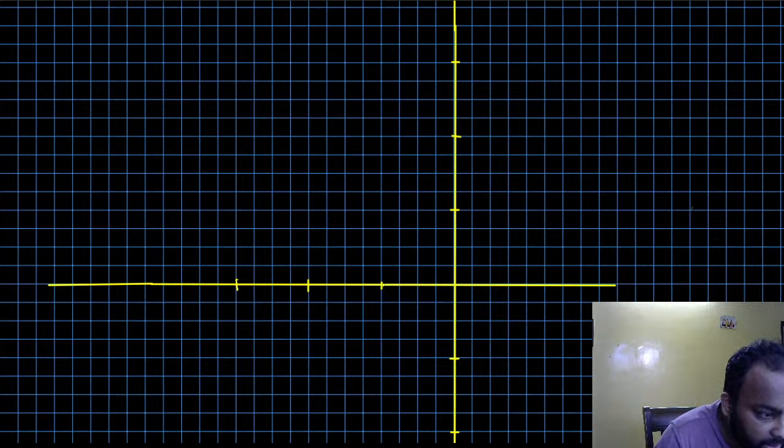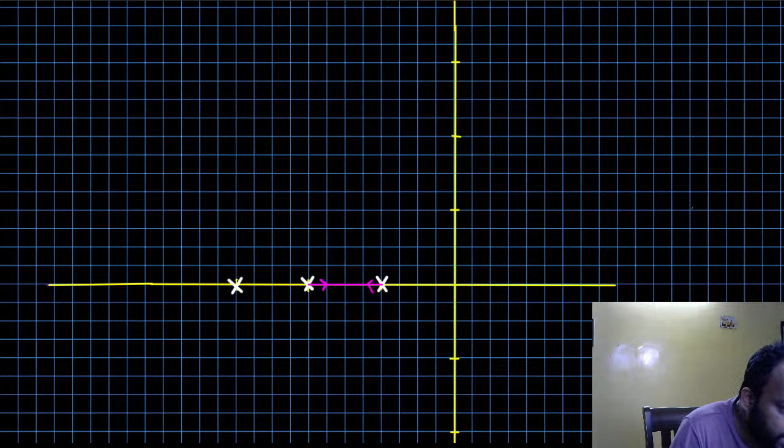Let's see if I take a line. So we have the open loop poles here, here, and here. So these are the open loop poles that we have, right? And these poles were approaching each other this way. Let's use a different ink maybe. So these two are approaching each other in this direction. And this was going in this direction.